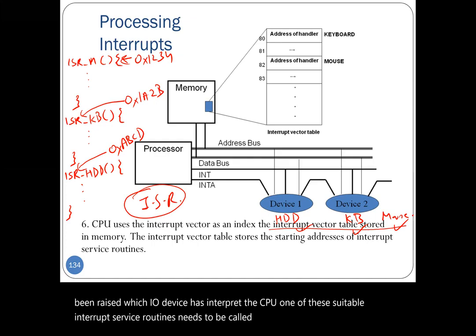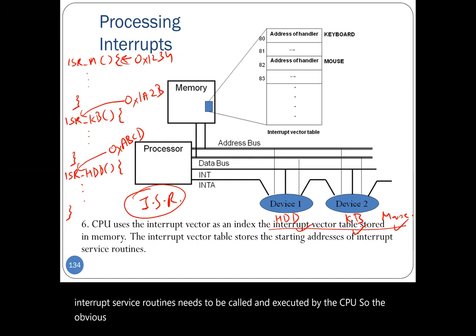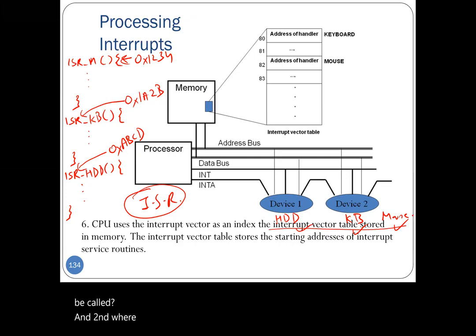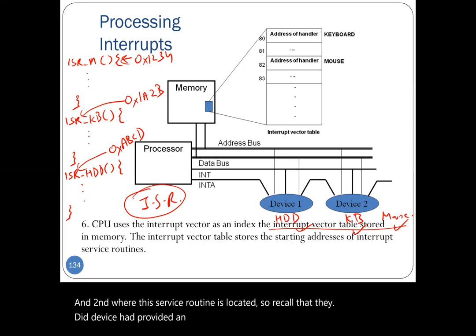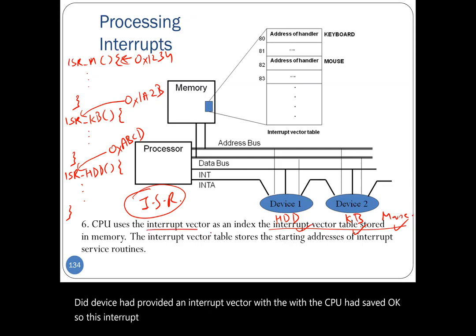So the obvious next question is, how does the CPU know which of these service routines needs to be called? And second, where is this service routine located? So recall that the device had provided an interrupt vector which the CPU had saved. So this interrupt vector, this integer, can be used to identify the device, right?